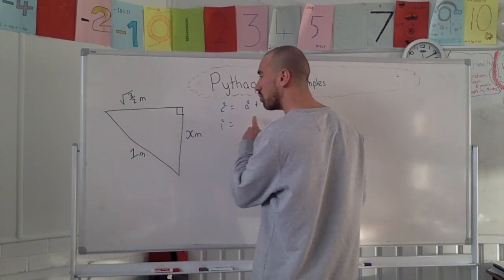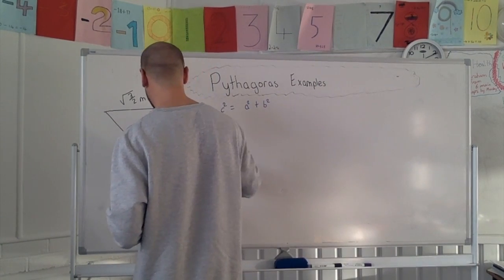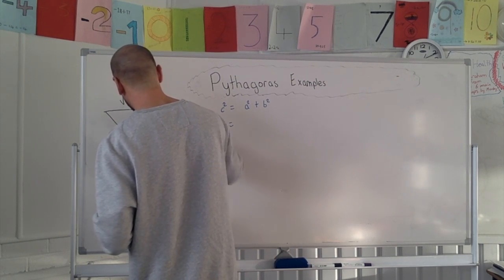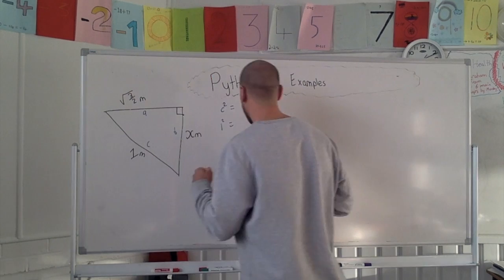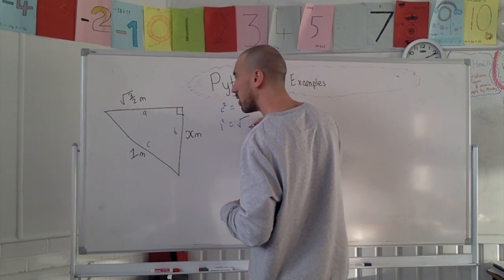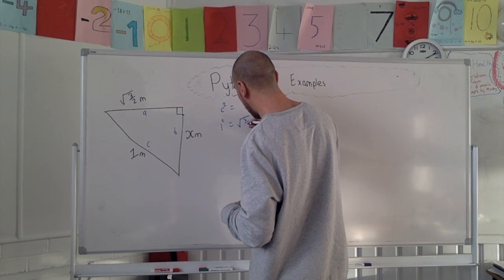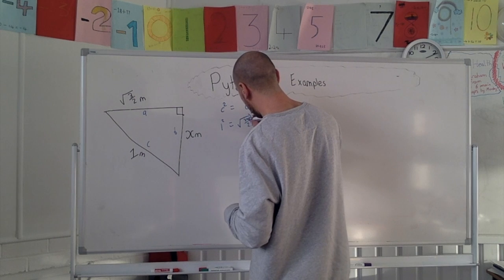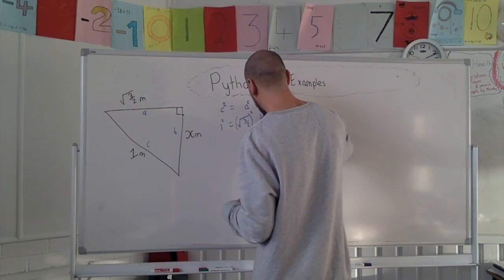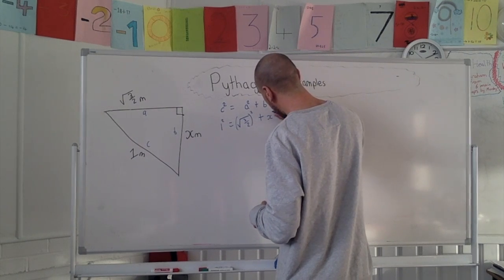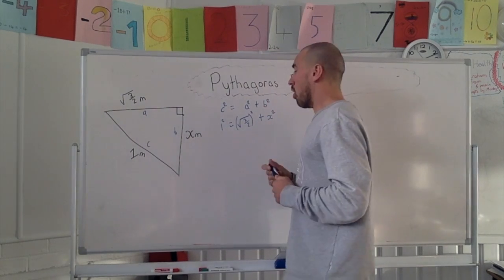1 squared equals, I forgot to label the triangle. A squared equals square root of 3 over 2 squared plus b squared is x squared.